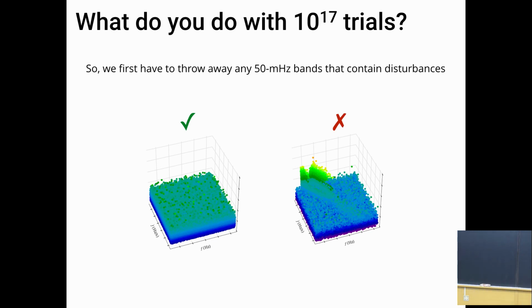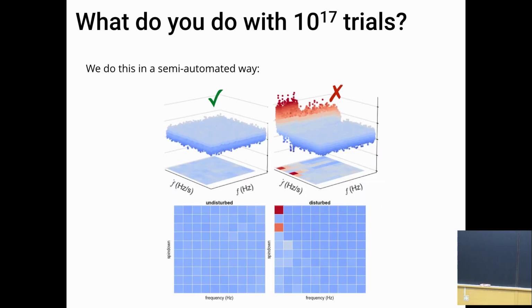We do this in a semi-automated way. What we do is we divide our data into 50 millihertz bands. So we have, let's say, a 100 hertz or 1,000 hertz search range, and we divide it into 50 millihertz at a time. And we say, let's look at the results from this 50 millihertz band, where the vertical axis is spin down and horizontal is frequency. Let's look at the whole search parameter space for the 50 millihertz band.